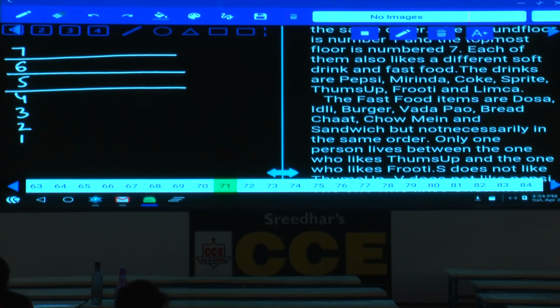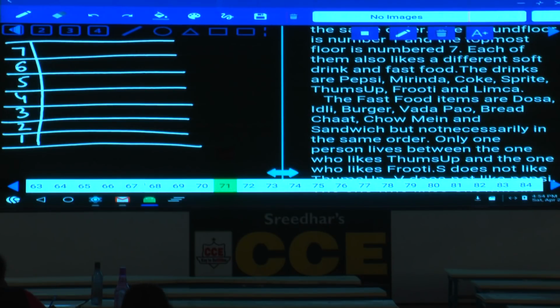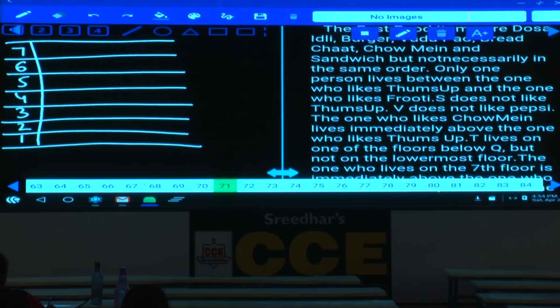7, 6, 5, 4, 3, 2 and 1. Then tell me what is the information provided here. These are the 7 floors, and the drinks are Mirinda and so on. The fast food items are not necessarily in order. Only one person lives between the one who likes thumbs up and the one who likes fruity. Now between thumbs up and fruity, how many persons are there? Exactly one person.